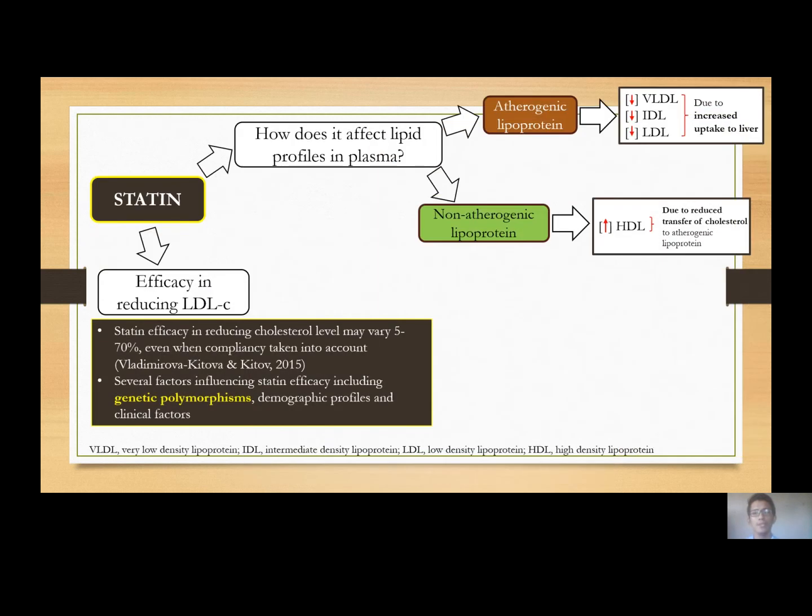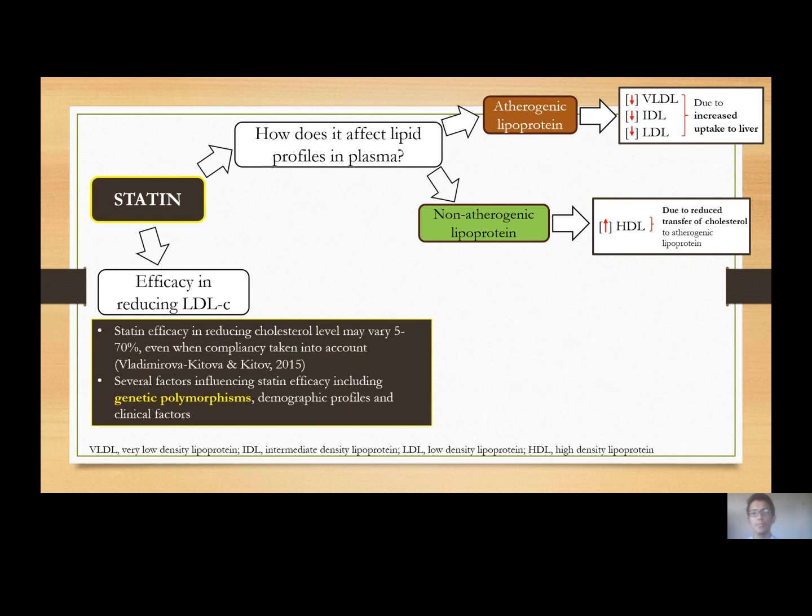So how does statin affect lipid profiles in plasma? Focusing on atherogenic lipoprotein, statin treatment is able to reduce the level of atherogenic lipoprotein due to increased uptake to the liver. While for non-atherogenic lipoprotein, statin treatment is able to increase the level of HDL due to reduced transfer of cholesterol from HDL to atherogenic lipoprotein. Statin efficacy in reducing cholesterol may vary in different persons, and this varying efficacy may be due to several factors which include genetic polymorphisms.